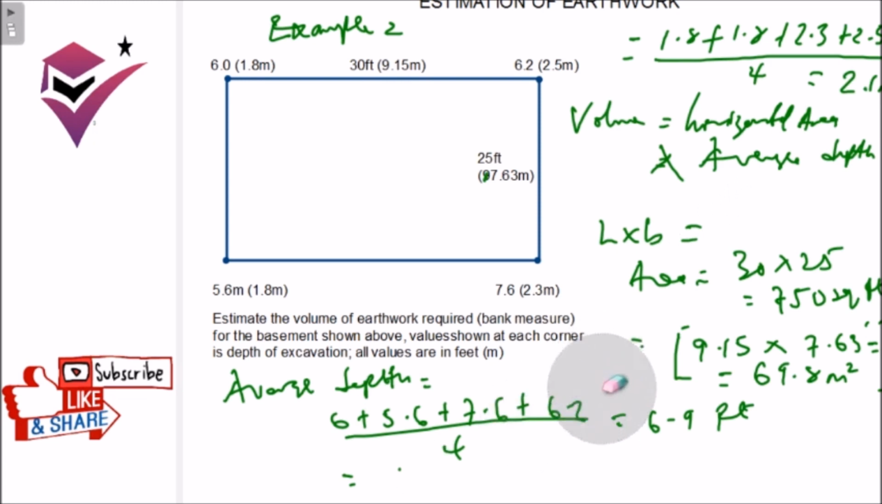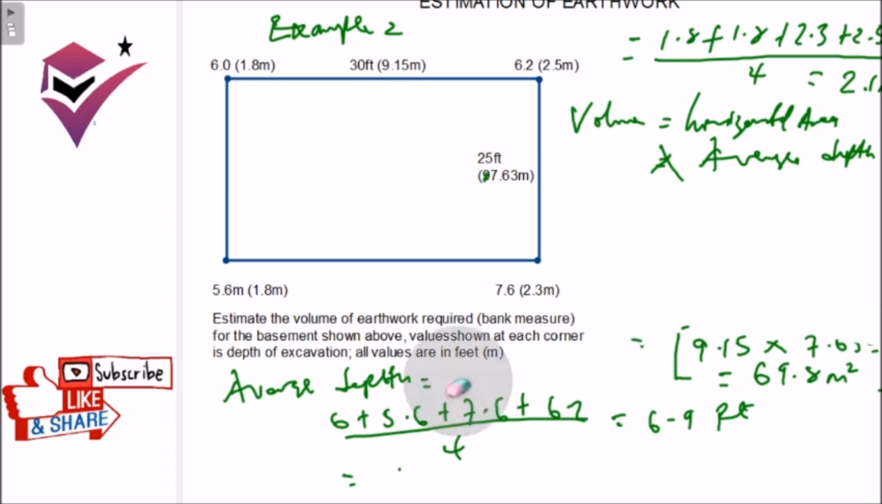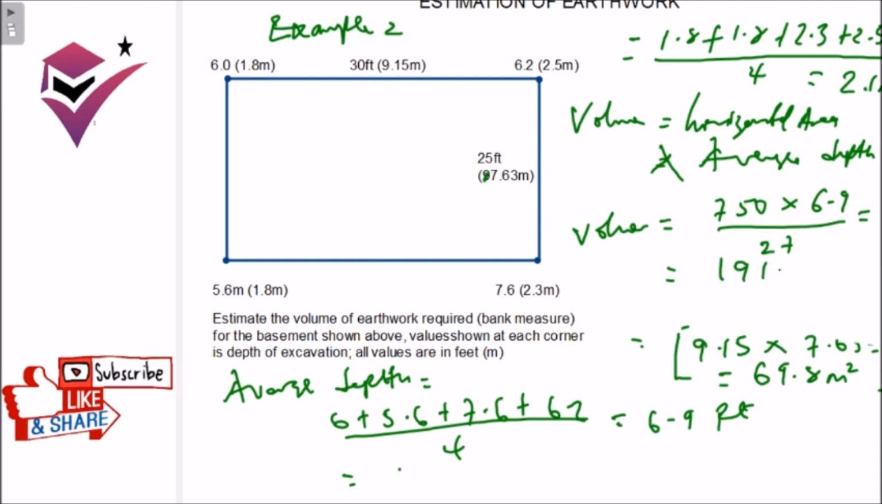So from our formula, our volume is equal to horizontal area multiplied by average depth. Let us get our total volume. We got the horizontal area in feet and in meters. So volume in feet will be equal to the horizontal area, 750, multiplied by the average depth, 6.9. We will divide this by 27 because we want the answer in cubic yards. This will be equal to 191.7 BCY, bank cubic yards.